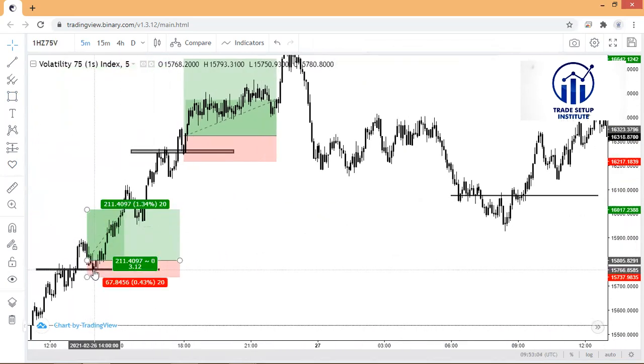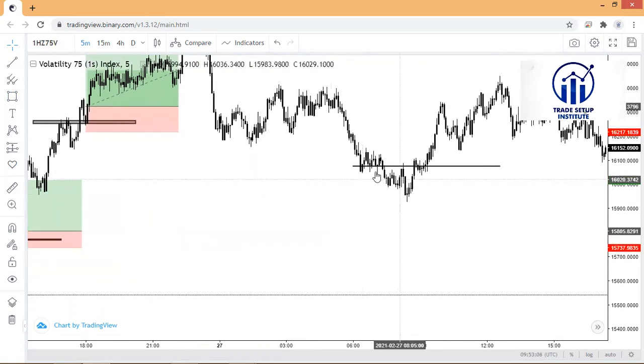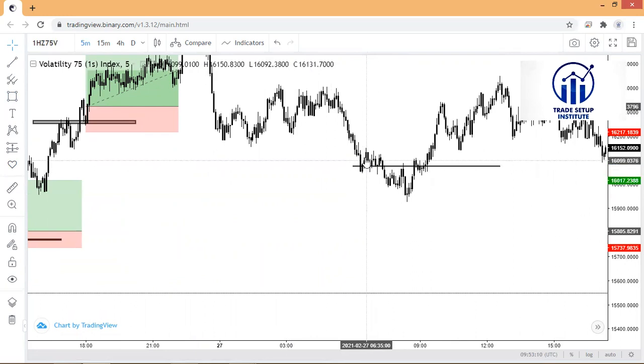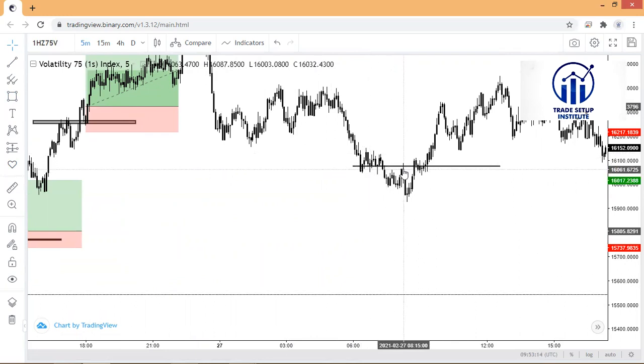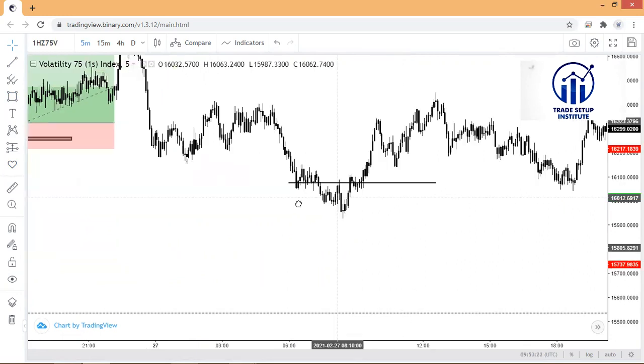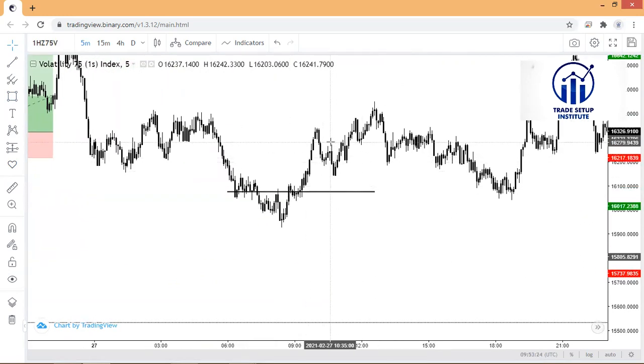I don't want wicks. I want the body of the candle at the last swing low or the last swing high. The market went up, came down, and at this point this is where you'll be looking for your retest. Now it was a wick that touched it, not the body of the candle. This is one of the traps. You don't enter, you forget it. That's what you learn when you learn how to do this.